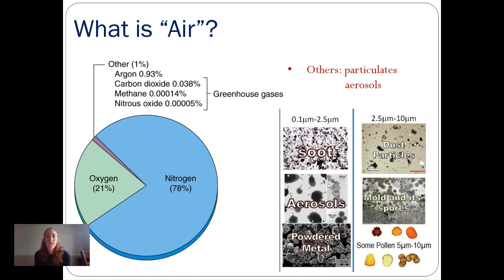In addition to actual gases in the atmosphere, air also contains things called particulates, which is just soot or ash. If you have a wildfire and you have ash or soot in the atmosphere, dust, mold, spores, pollen, those are all called particulates. And then we also have aerosols as well, which come from deodorants and hairsprays and things like that, and coolants and refrigerants.